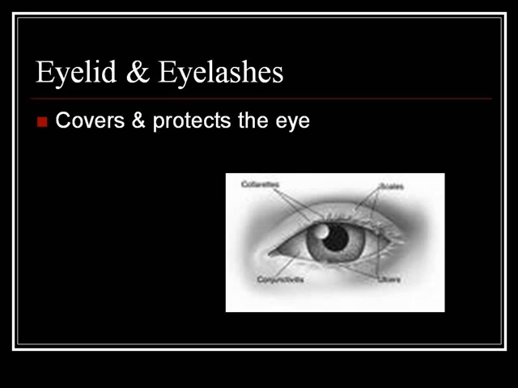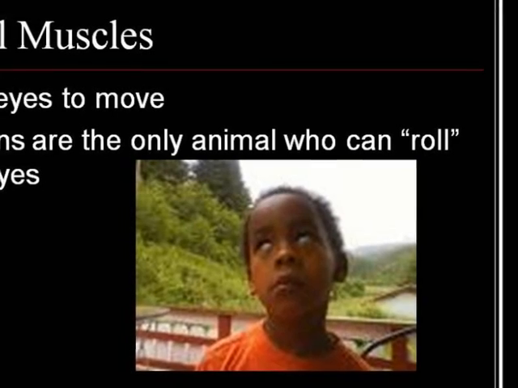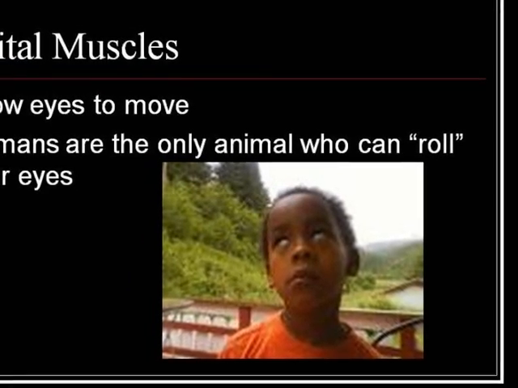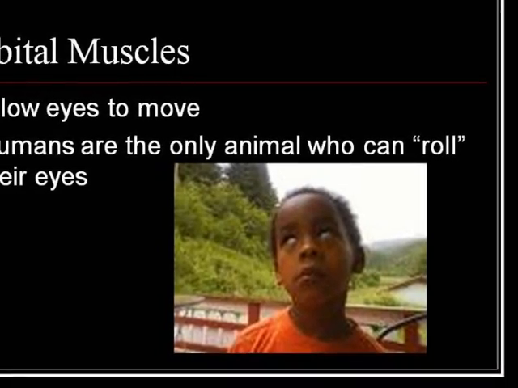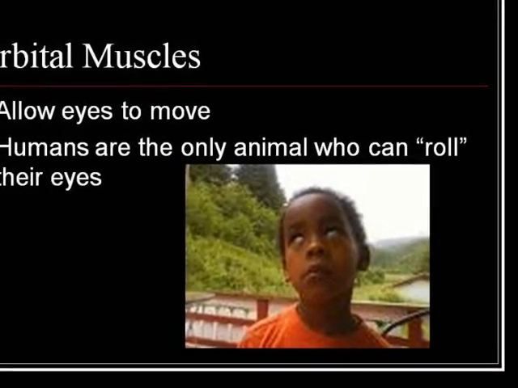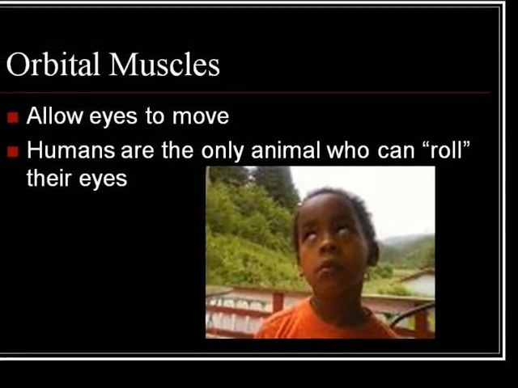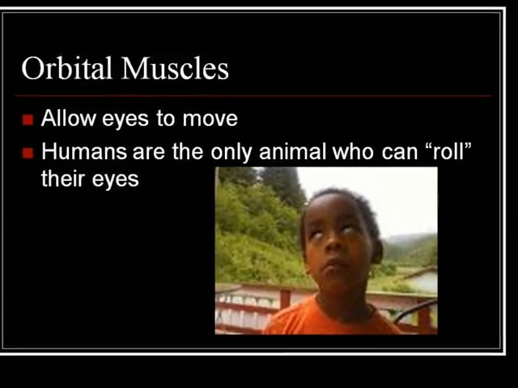Parts of the eye that we all know we have are eyelids and eyelashes. Eyelids cover the eye, and eyelashes protect your eye. They act like little filters to keep stuff, lint, dust, etc. out of your eye. One part of the eye you're probably not familiar with are your orbital muscles. These muscles allow eyes to move. Humans are the only animal who can roll their eyes. How often in a day are you using your orbital muscles?